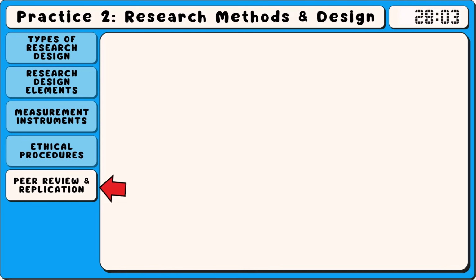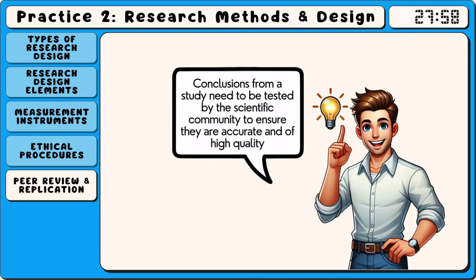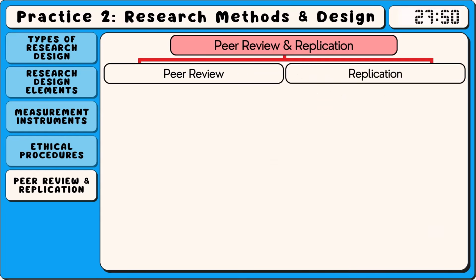The final lesson in this scientific practice is about peer review and replication. Essentially, the key idea here is that conclusions from a study need to be tested by the scientific community to ensure they are accurate and of high quality. This is done in two ways: peer review and replication.